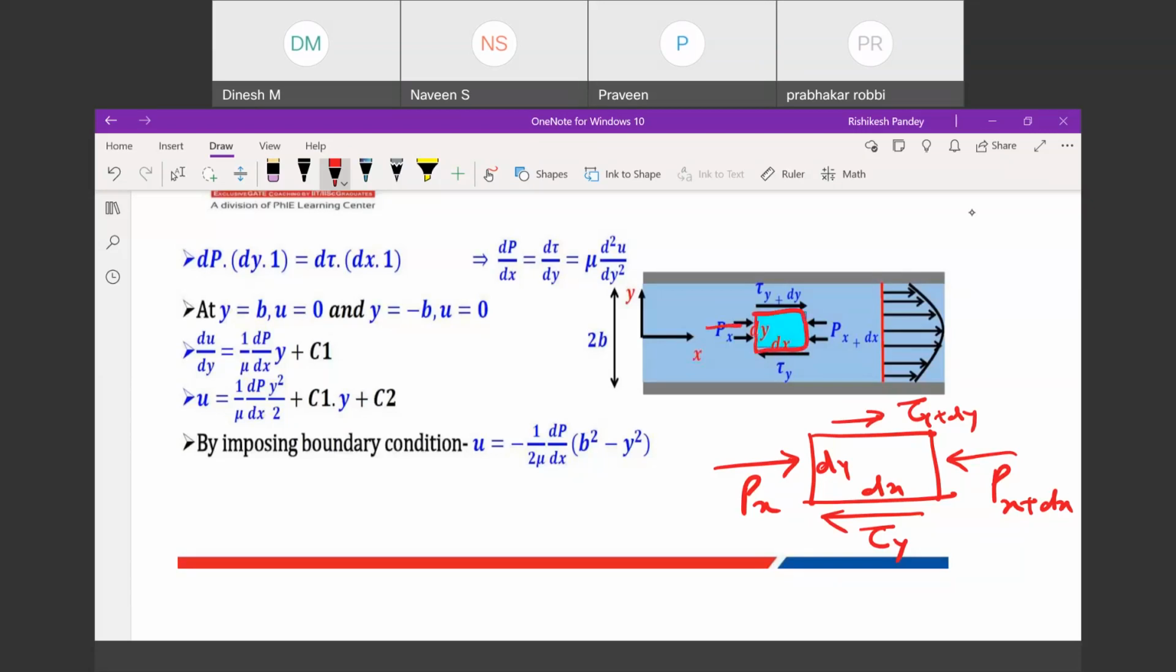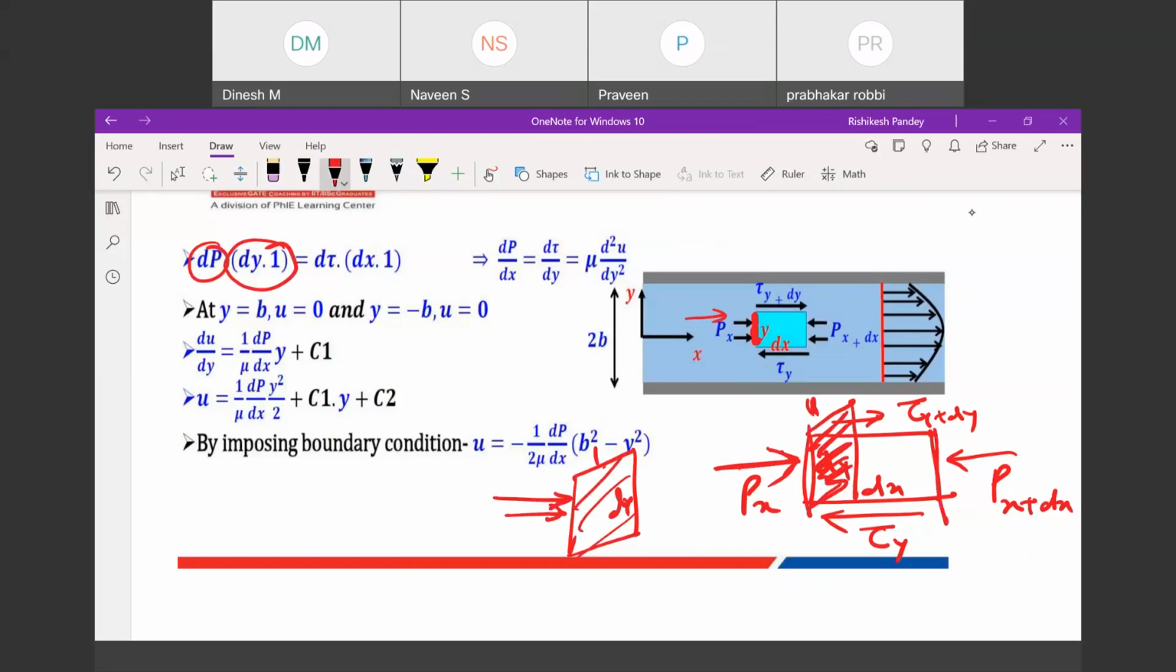So I will do force balance in x direction. You see, in this direction due to pressure, pressure is acting on this face, and the width is 1 unit, so I will consider 1. So the area of this face where the pressure is acting, what is it? Height is dy, width is 1. So the area of this face is dy multiplied by 1, and the differential pressure between this face and this face is dp.